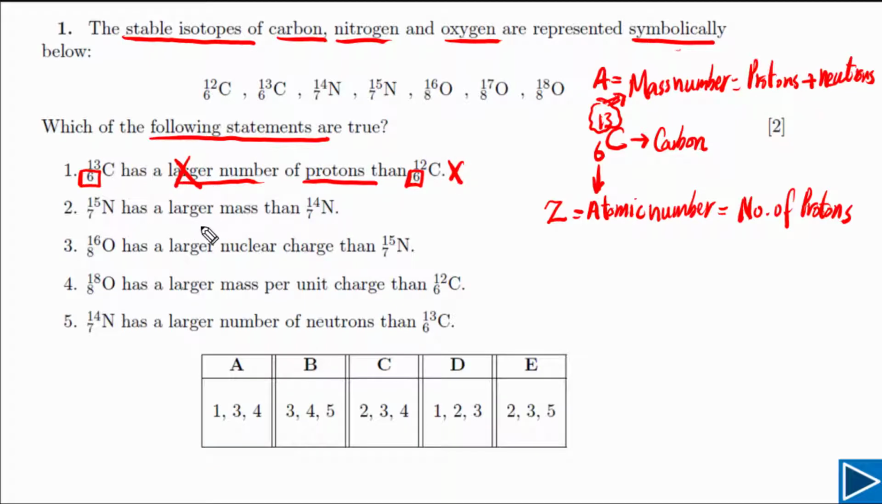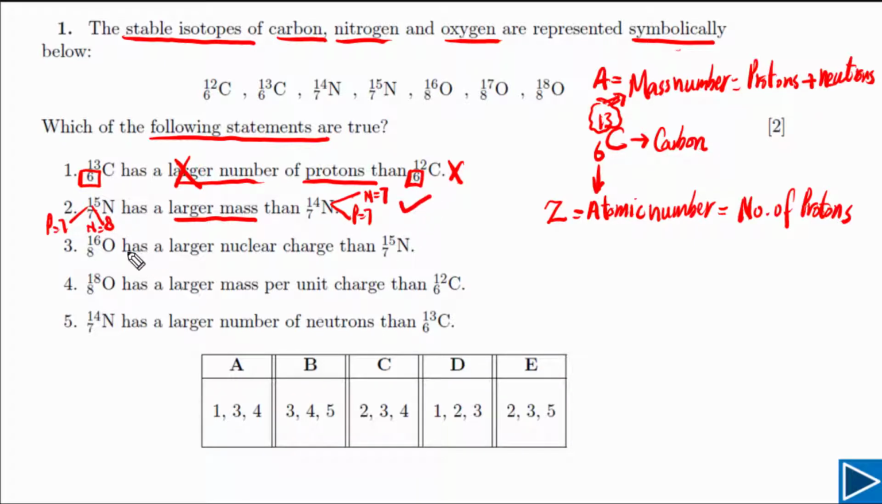If we go to the second statement, it's telling us that nitrogen 15 has larger mass than nitrogen 14. This is true because this nitrogen has 7 protons, but it has 8 neutrons. If we look at nitrogen 14, this has 7 protons, but it also has 7 neutrons. Because nitrogen 15 has 1 extra neutron, it has larger mass. So this statement is true.